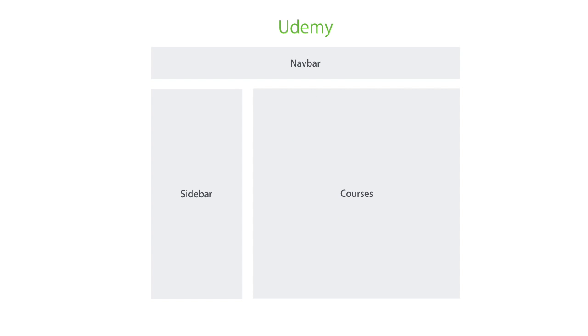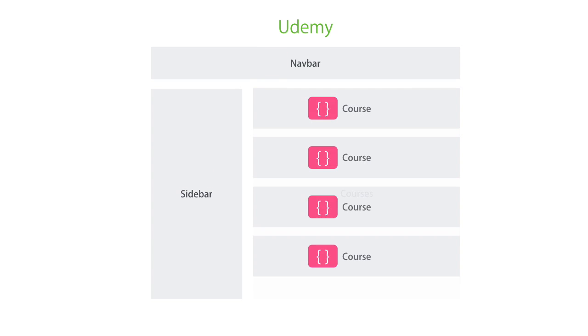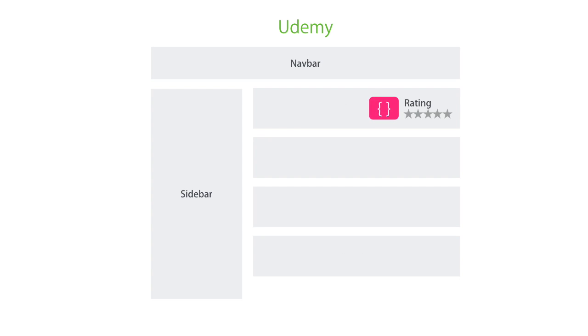For example, imagine we want to build an application like Udemy. We can divide this page into 3 components: navigation bar, sidebar, and courses. So each component has the template or HTML markup for the view, as well as data and logic behind that view. Components can also contain other components. So in the list of courses, we can have multiple course components, and in each course component, we can have another component for rating that course.